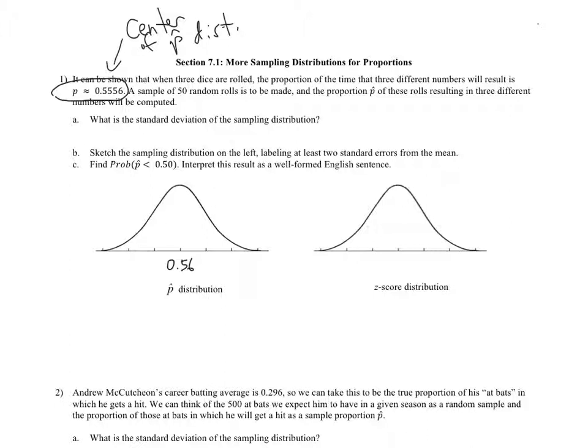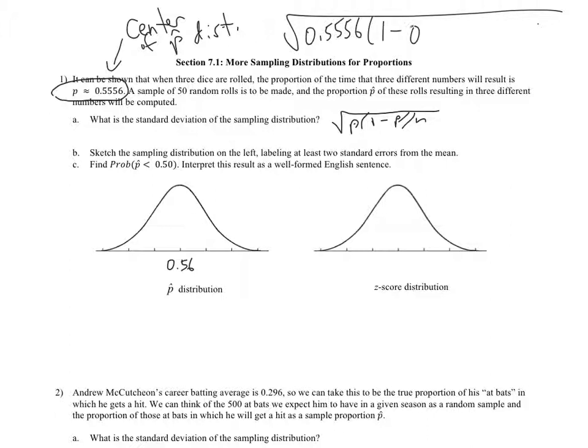The standard deviation is given by this formula. So it's p times 1 minus p divided by the sample size. So in this case, it's the square root of 0.5556 times 1 minus 0.5556 divided by the sample size, which here is 50. So make sure all of that's inside the square root sign.